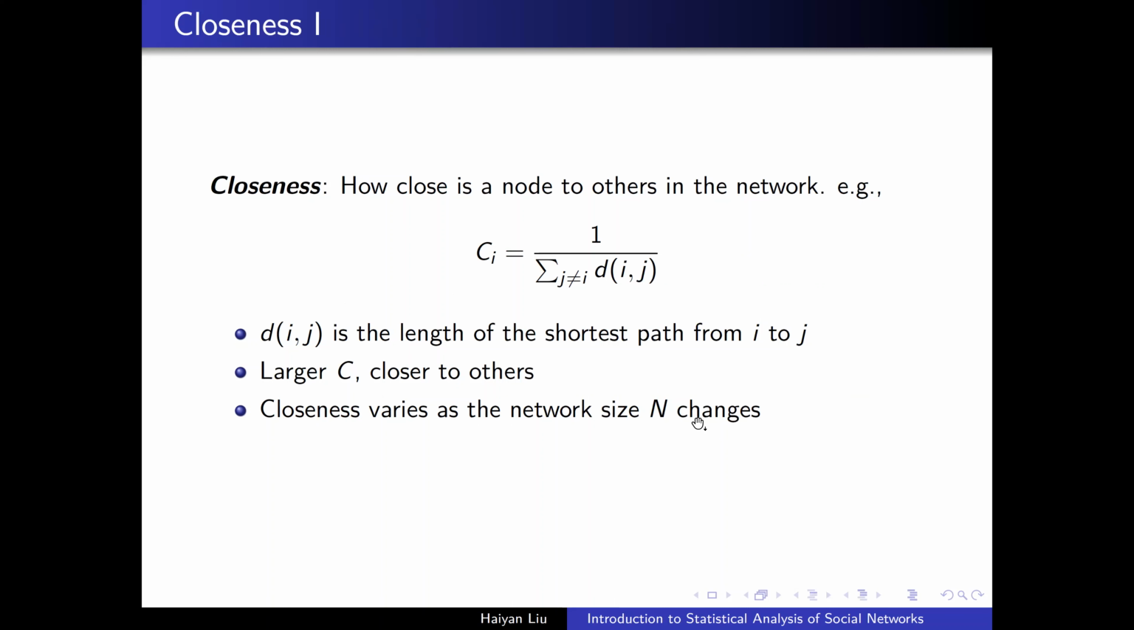As network size n changes, if we have a larger network or a network with more actors, the closeness centrality is usually smaller because the shortest path between any pair of actors tends to be larger. Therefore, the closeness index is not invariant across networks of different sizes, so it's probably unfair to compare the closeness of two individuals in different networks.